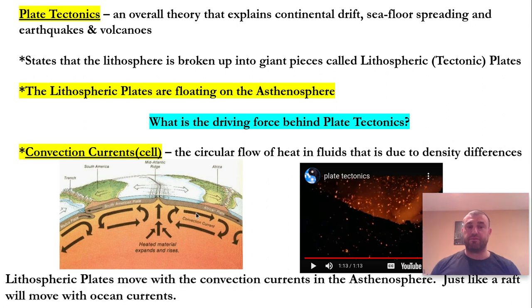This is just boiling magma. So on the bottom of your screen, it says lithospheric plates move with the convection currents in the asthenosphere, just like a raft will move with ocean currents. All right, next slide.